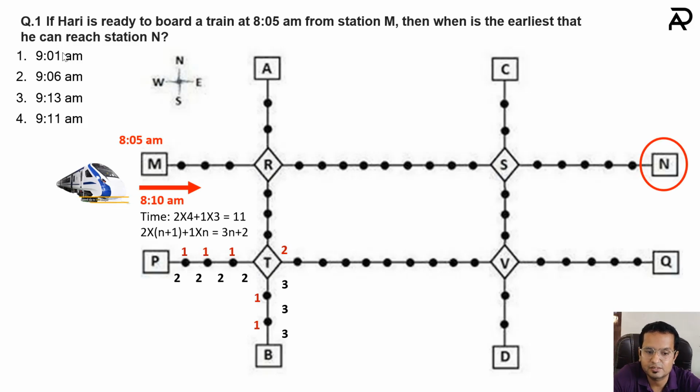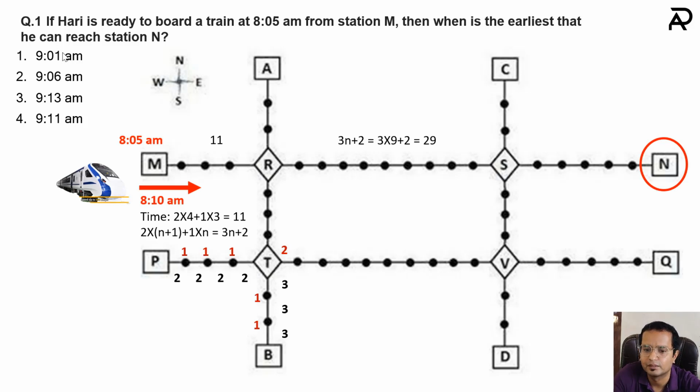He will take 11 minutes to go from M to R. We have already seen that. It's the same as P to T. It will take 29 minutes to go from R to S. See the number of dots in between, just count that. 3 plus 3 plus 3, 9 dots. 9 dots means 3n plus 2, 27 plus 2, 29.